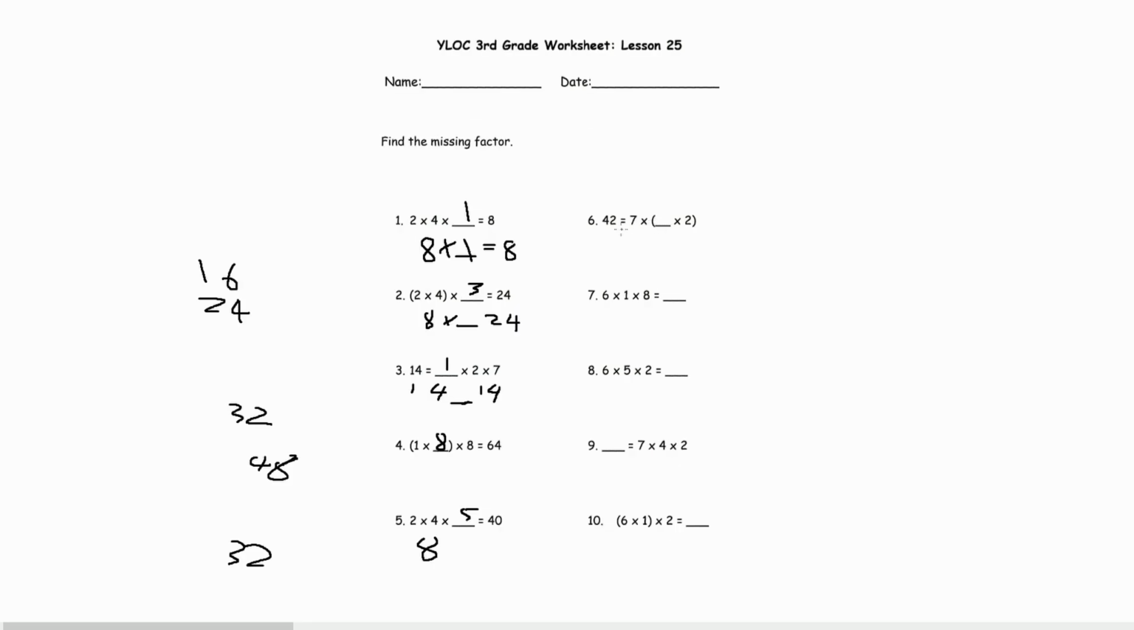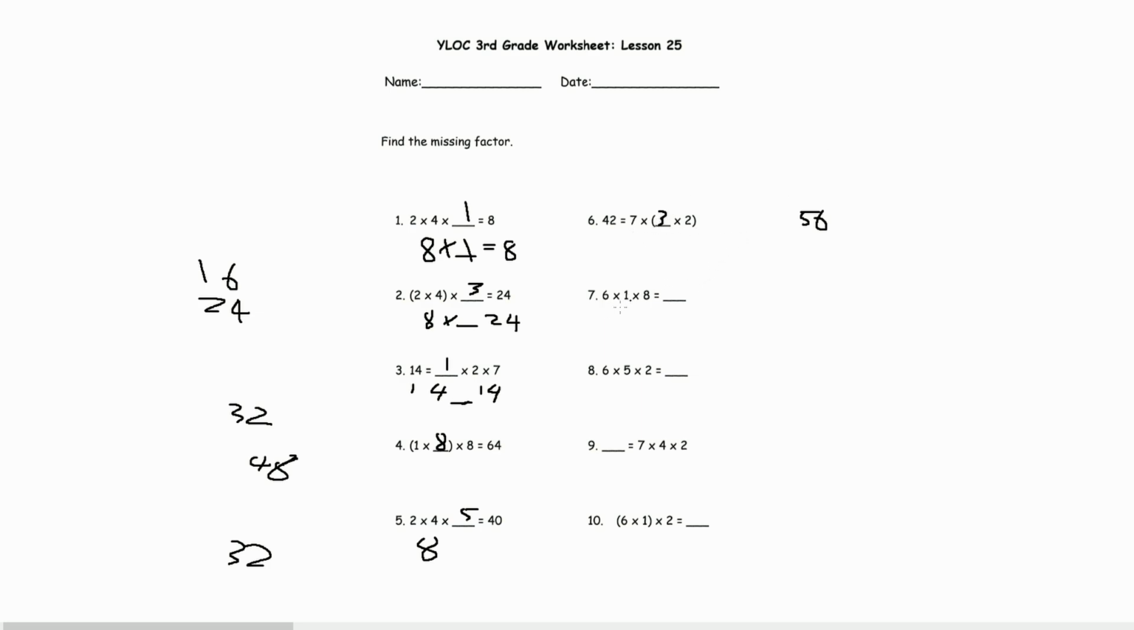Number 6, we have parentheses again, so it's 7 times blank equals 42. It's parentheses, we're gonna have to do that one first. Let's try 4. 4 times 2 is 8, and 8 times 7 would be 56. So that is bigger, so let's try 3. 3 times 2 is 6, and 6 times 7 is 42. So that would be 3.